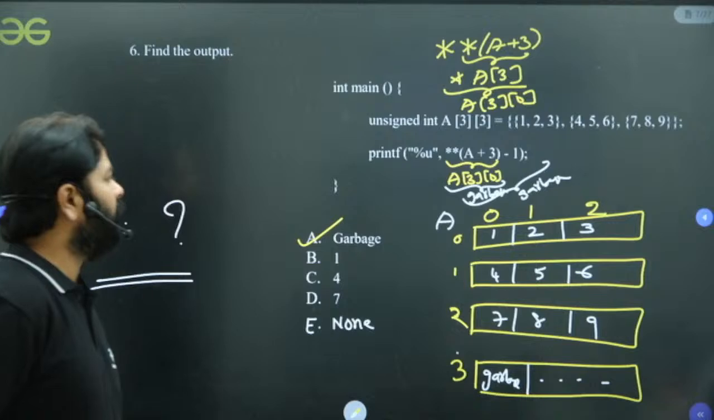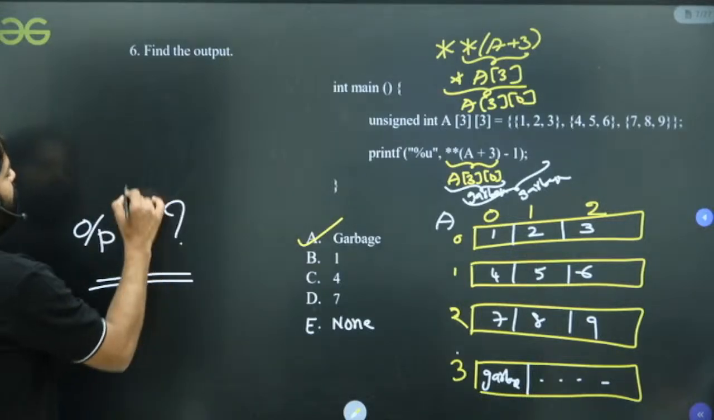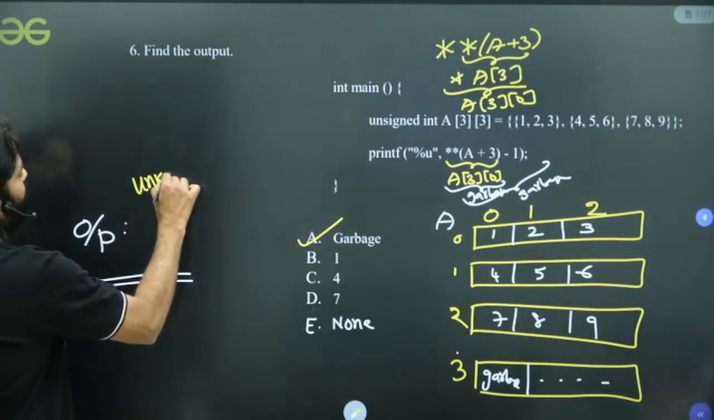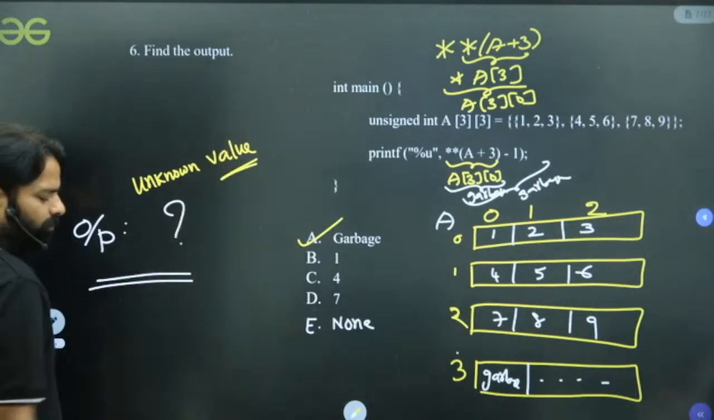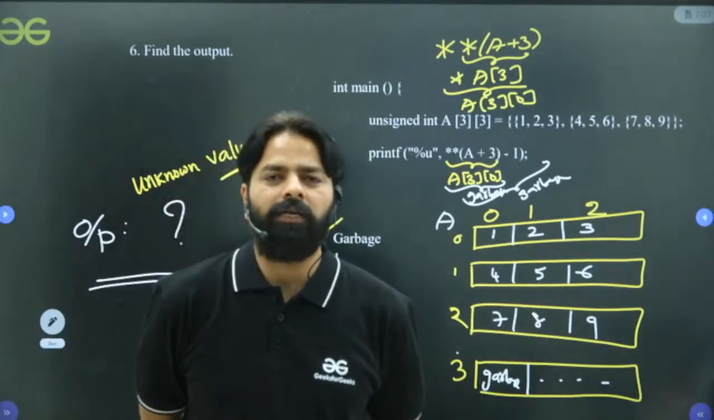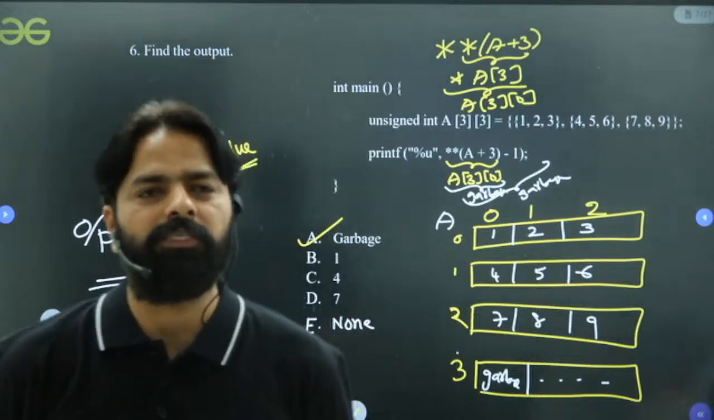Everybody understood what we did here? The answer is unknown value. It could be any value that we don't know. Person to person answer may vary. It means system to system.